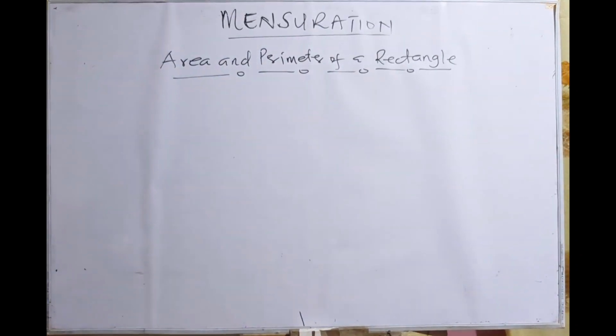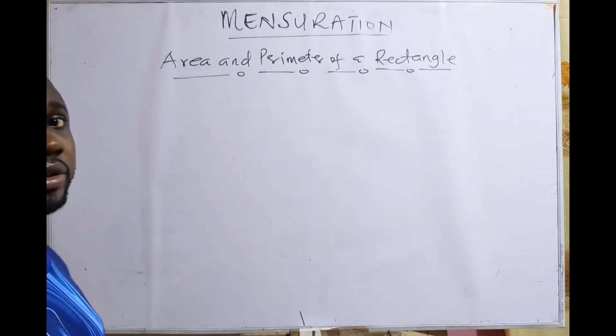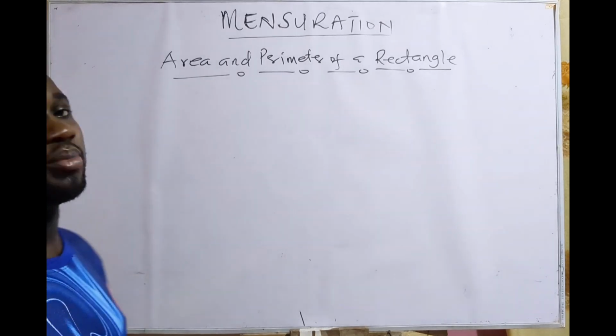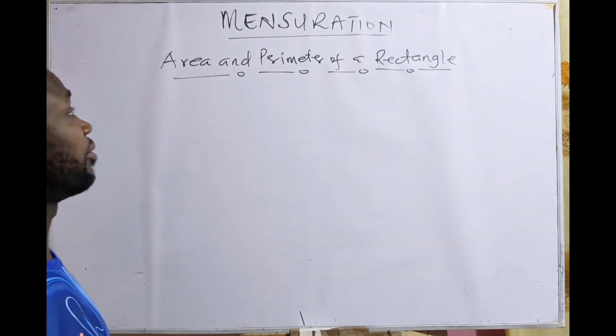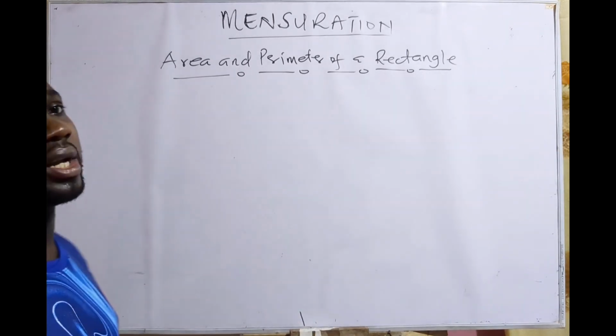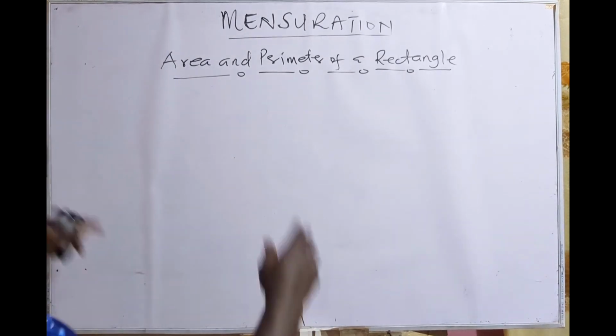Hello, we continue our lesson on mensuration, and this time around we are going to look at the area and perimeter of a rectangle. So this board can be an example of how a plane figure is in a rectangular shape.